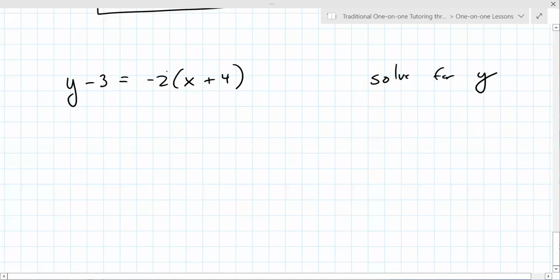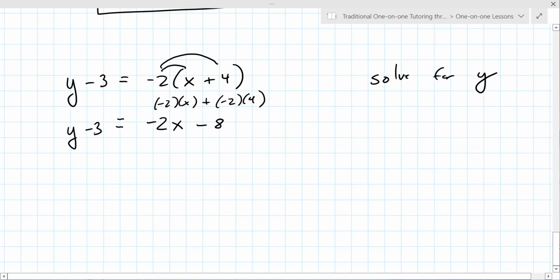Okay, so we're going to take this -2 and distribute it into both. Can you tell me what the result is when you distribute -2 into both of these? You get -2x plus... -8. Wait, no, that's a positive, sorry. It becomes negative because it's -2 times a positive 4. And then you have the y minus 3 on the left.